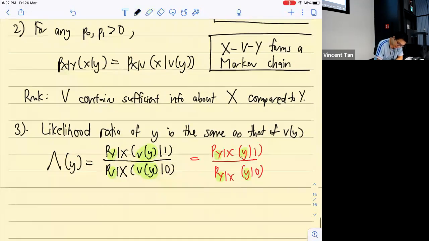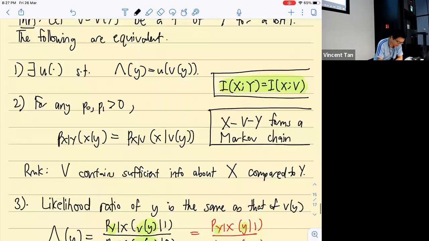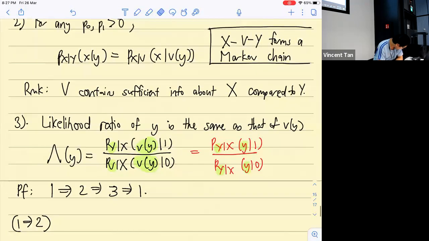Okay. So proof. We are going to prove things in this order. 1 implies 2, implies 3, implies 1. Then everything is proved. So now 1 implies 2. What is 1 implies 2? There exists a function u so that this holds true, implies this Markov chain. So we're going to prove this way. 1 implies 2. Okay. So let us see.